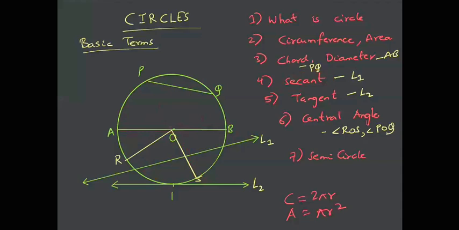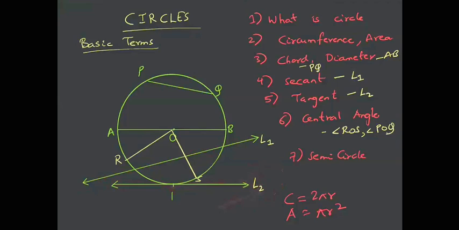What is a secant in a circle? I think these terms are new to you. You have already known before what circumference, chord, and diameter are. But secant and tangent are new terms. A secant is any line which cuts the circle in 2 distinct points, or which intersects the circle in 2 distinct points. So this L1 is the secant of the circle. And what is a tangent? A tangent is any line which intersects the circle at only one point. So here L2 is the tangent to the circle.